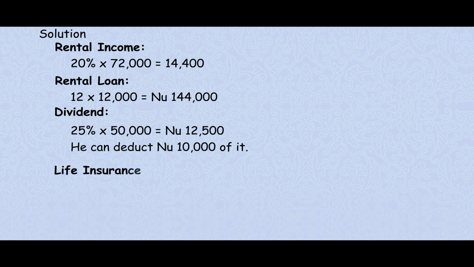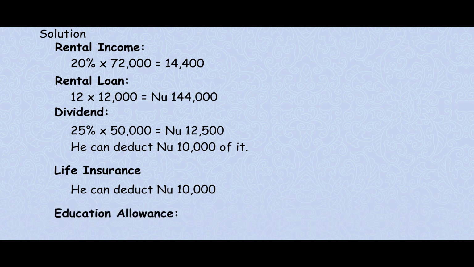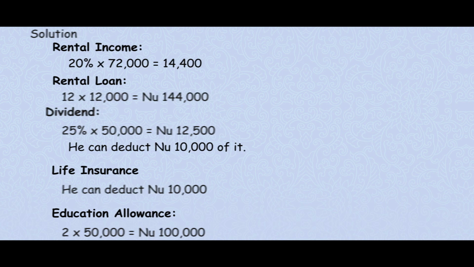Then next one is life insurance. He can deduct directly Nu 10,000. How much he is paying, that much he can deduct. Then last one is education allowance. In the deduction, it was up to Nu 150,000 per child. But in his case, expenditure was only 50,000 per child. Since he has 2 children, it is 2 times 50,000. It will give 100,000. So this is the calculation of the individual deductions.